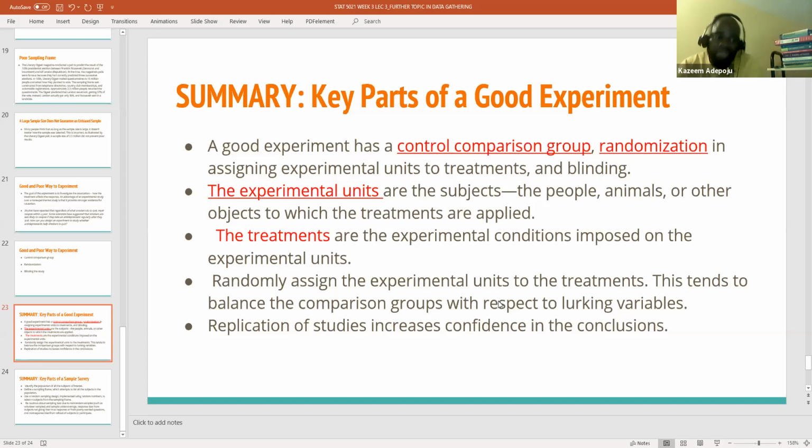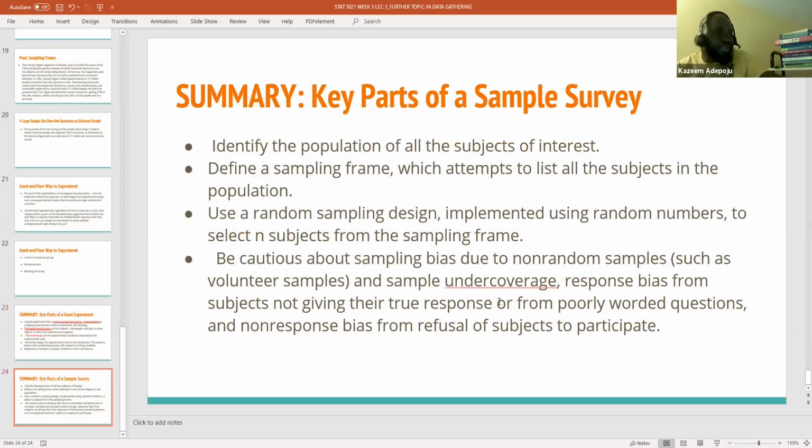Okay. Now, the last thing of the day is the key parts of a sample survey. Of course, if you want to do a sample survey, you need to identify the population of interest. You need to define a sampling frame, which is a list of all items in the target population. Of course, use random sampling implemented using random numbers and so on. Use different kinds of sampling techniques depending on the nature of the population that I talked about the other time.